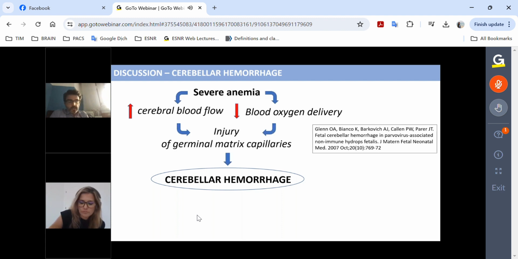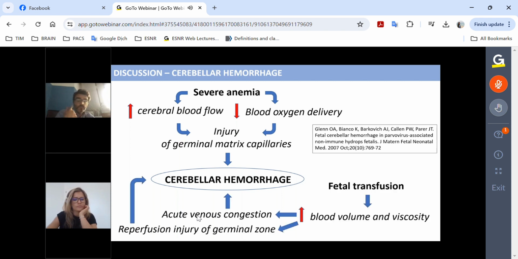So the infection and the anemia give you an increased cerebral blood flow and a reduced oxygen delivery, so an injury of the capillaries of the germinal matrix. Then you do the transfusion, and the blood volume and the viscosity of the blood increase very rapidly, and then you can have an acute venous congestion and reperfusion that can cause the cerebellar hemorrhage. So this may be the cause of the hemorrhages in the cerebellum of fetuses.